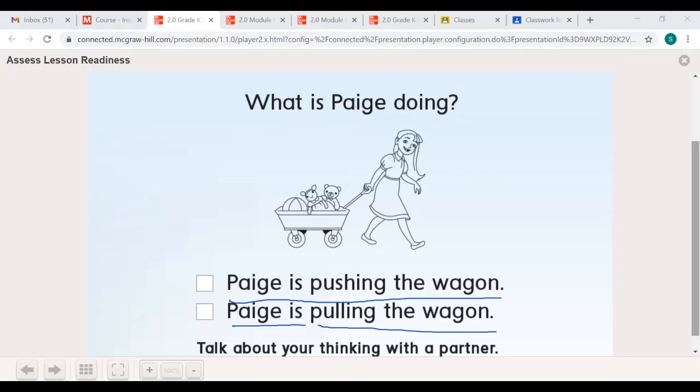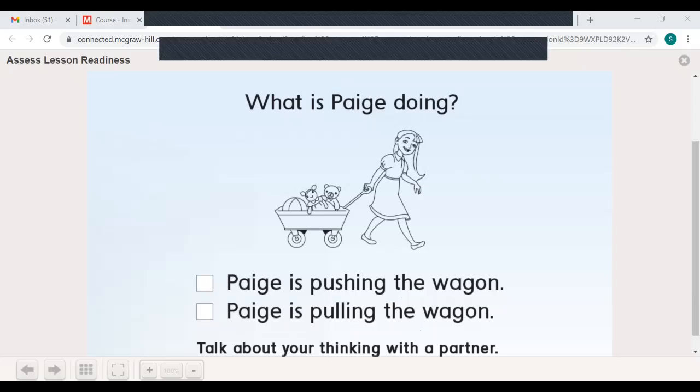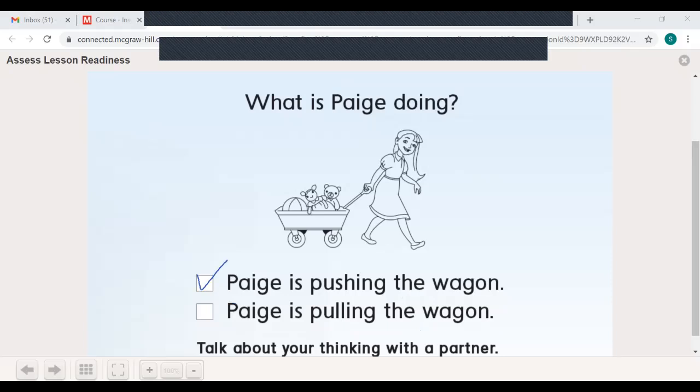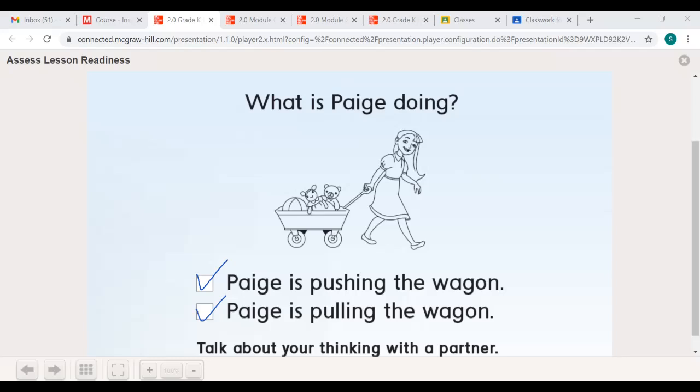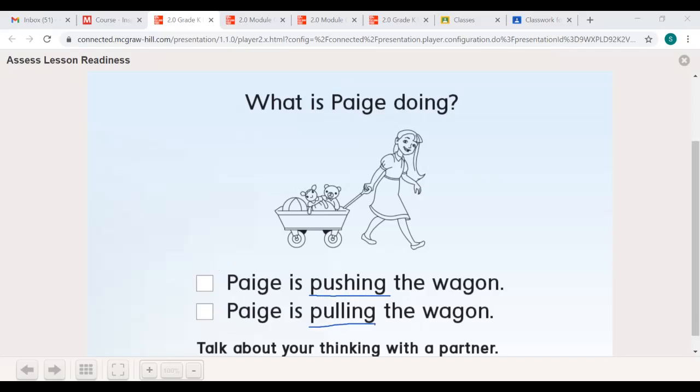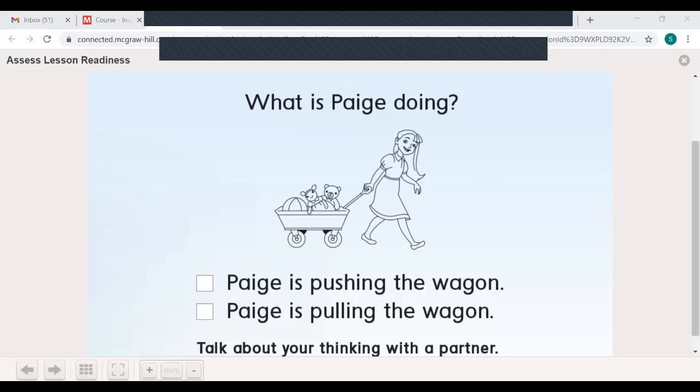So think about how you would move a wagon. Would you push a wagon or pull a wagon up a hill? I want you to select the best answer to describe how Paige is moving the wagon. So you're either going to pick this box or this box, not both of them. You want to either pick pushing or pulling. So pick which one you think Paige is doing, and then we'll talk about it.